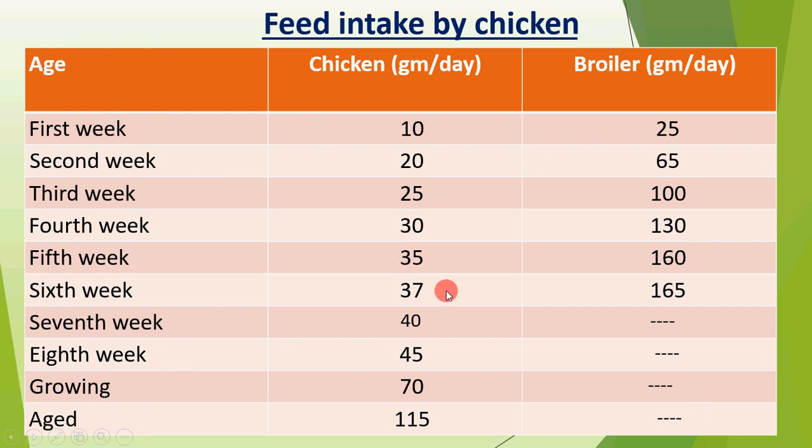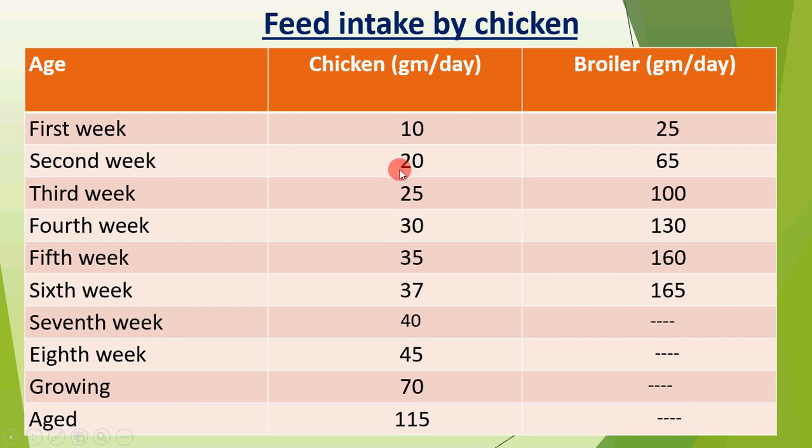If you have a look at this chart, this chart is all about how many grams of ration they need per day according to the age. First have a look. In the first week they need 10 gram per day for chicken, and for broiler they need 25 gram.